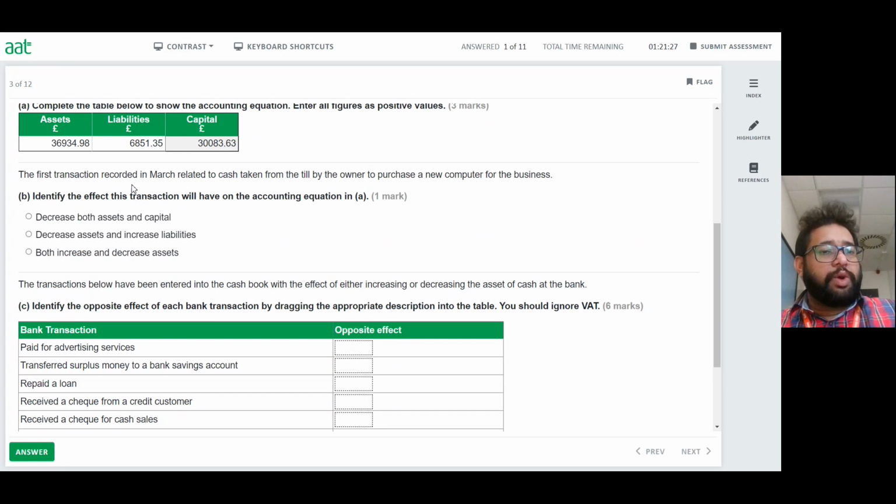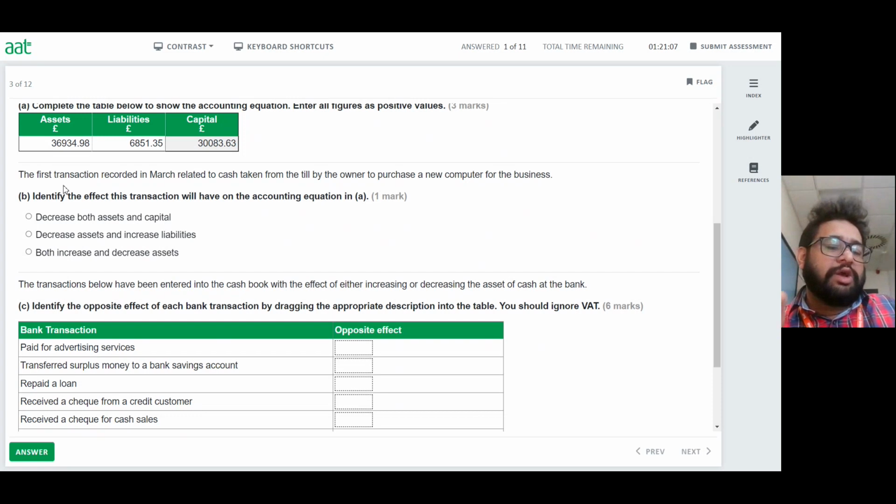The first transaction recorded in March related to cash taken from the till by the owner to purchase a new computer for the business. So the owner takes money from the till, not for his own purpose. He bought a new computer for the business. So what's happening with the accounting equation? What is that going to do to my assets, liabilities and capital?